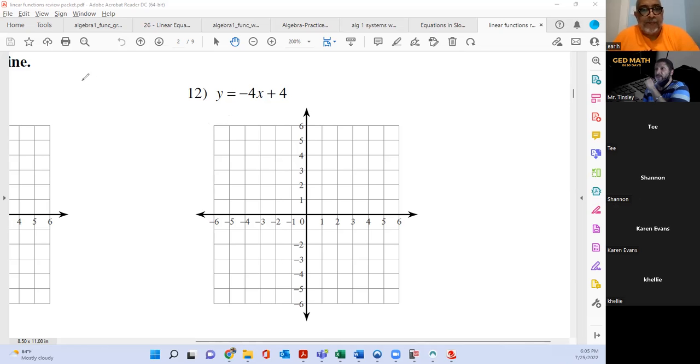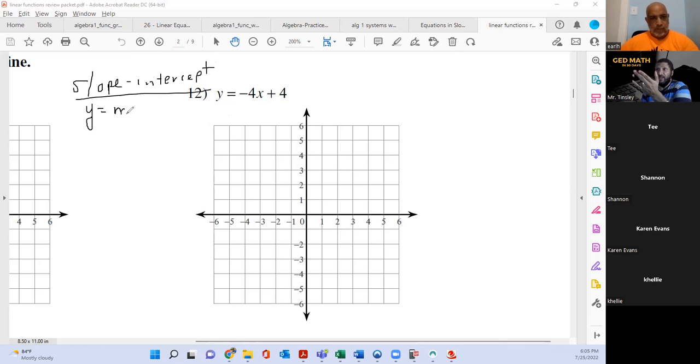Anybody tell me? Slope intercept form. So that's what I want you to be able to do: identify if it's slope intercept form or if it's standard form. So right away, you should be able to identify this is slope intercept form, which is y equals mx plus b. The second thing you should be able to do, and I saw from the sheets that you handed to me, is that you know how to find the slope and y-intercept.